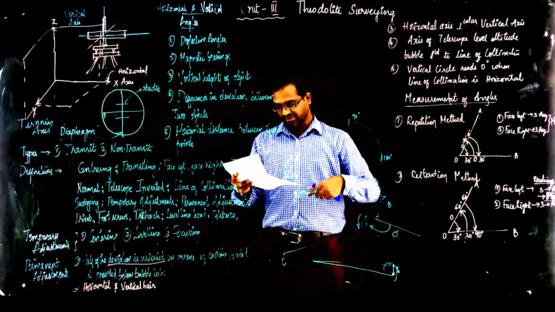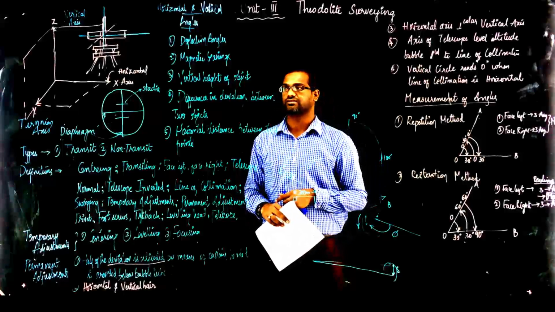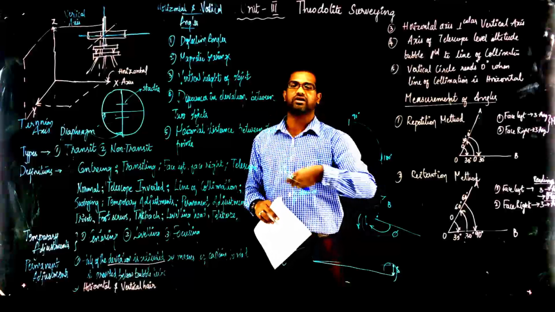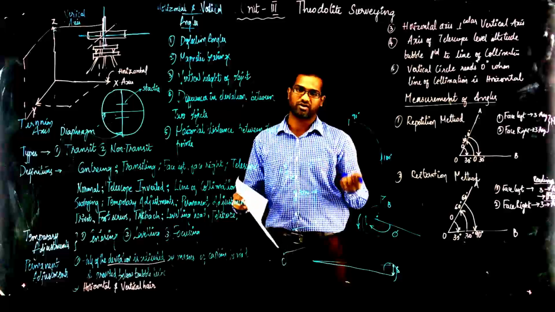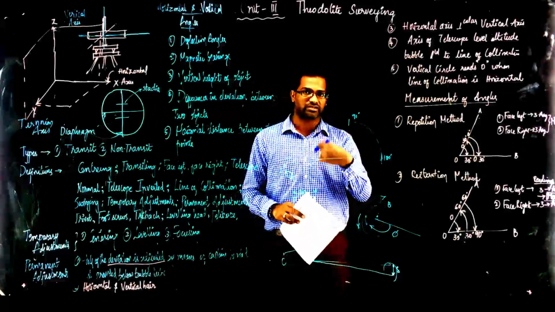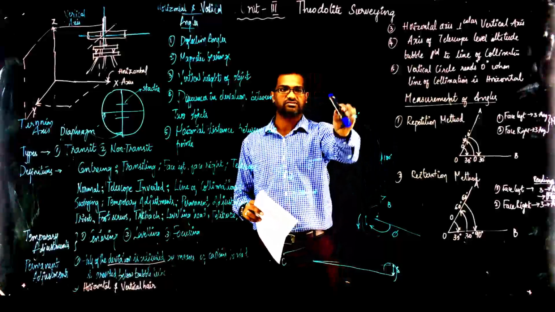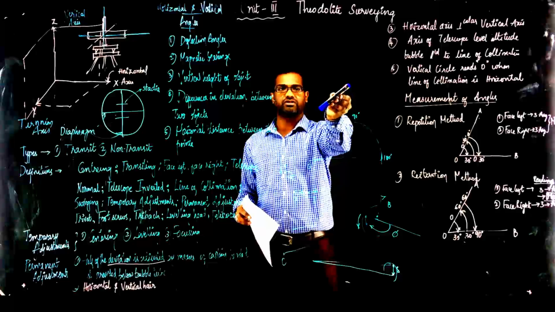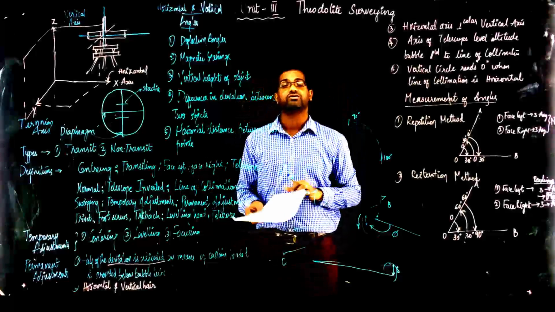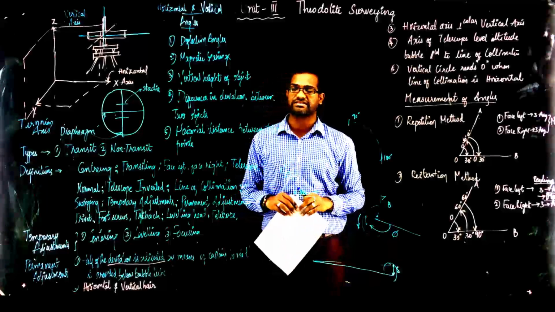Transiting is the method of rotating the telescope about its horizontal axis, right? So if you happen to have a horizontal axis, and you are rotating in a vertical plane, if you are able to rotate the telescope in a vertical plane, like if I am doing this, then that is called transiting, right?